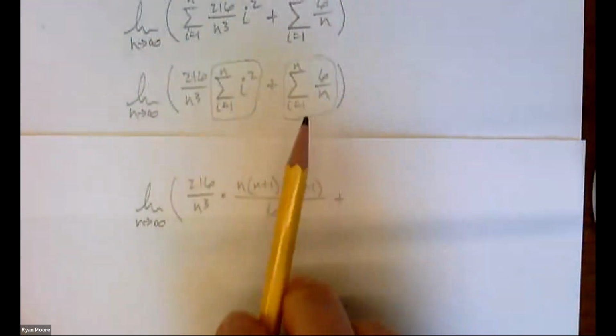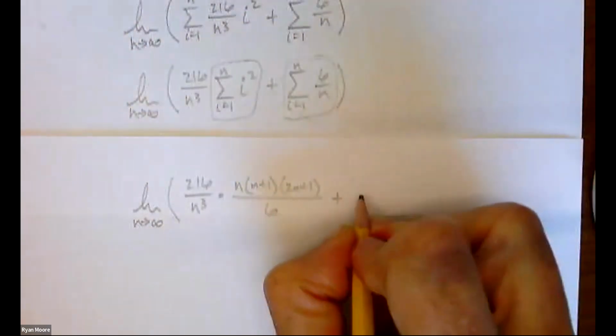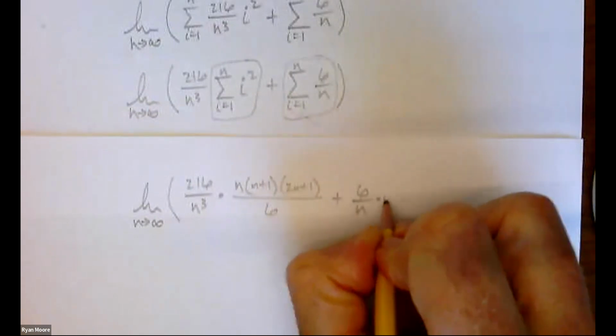Plus this one, this is a constant. The formula for a constant was take the constant and multiply it by n. So this is 6 over n times n. And that's going to work out nicely. Okay, this is great. We don't have those sigmas anymore. We've just got all of this expression involving n. We're going to clean all of this up, and then in the end, take the limit as n approaches infinity. And we'll have it.